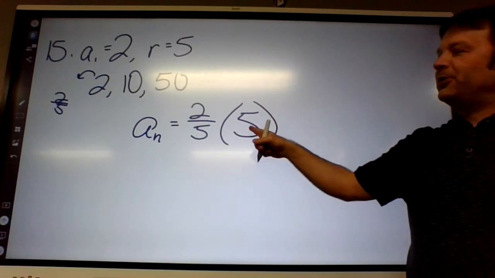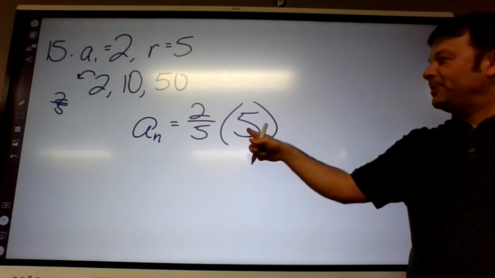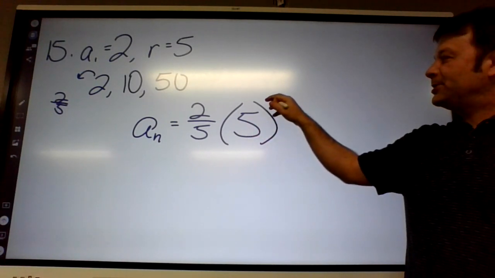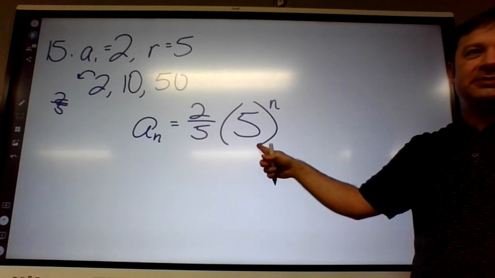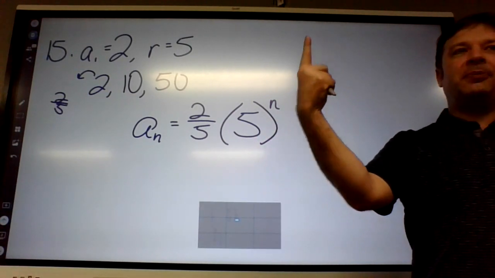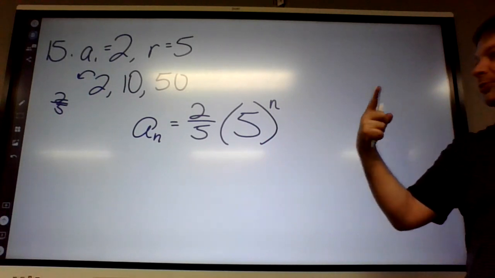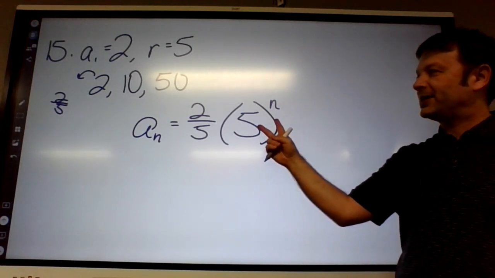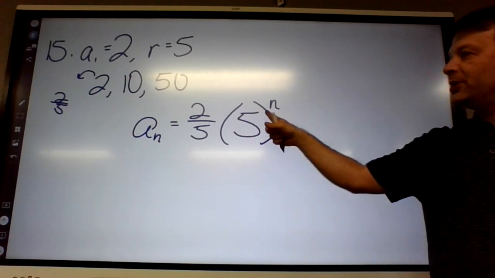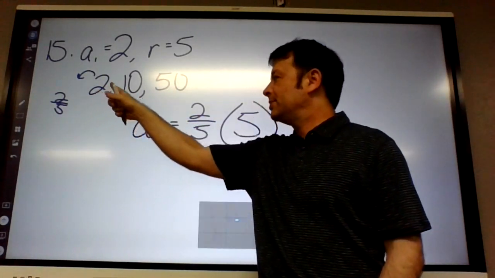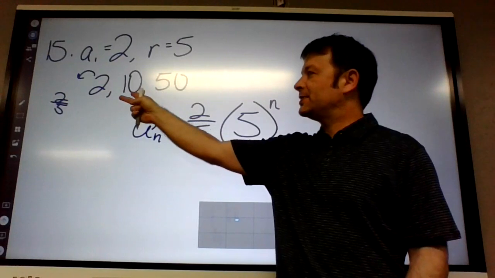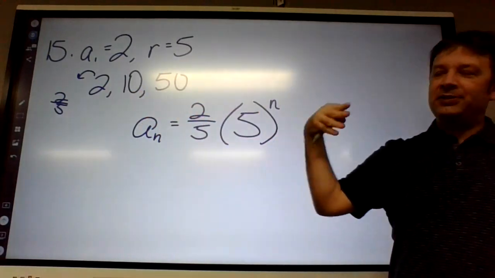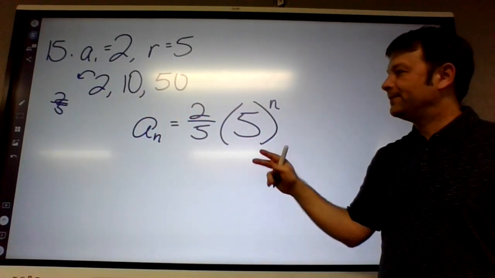Okay, so we want to multiply by 5 over and over again. That means we need our variable to be in the exponent. Because we want to multiply by 5 once to get the first term. We want to multiply by 5 twice to get the second term. So if we plug in 1 here, this should give us 2. When we plug in 2 for n, that should give us 10. And so on.